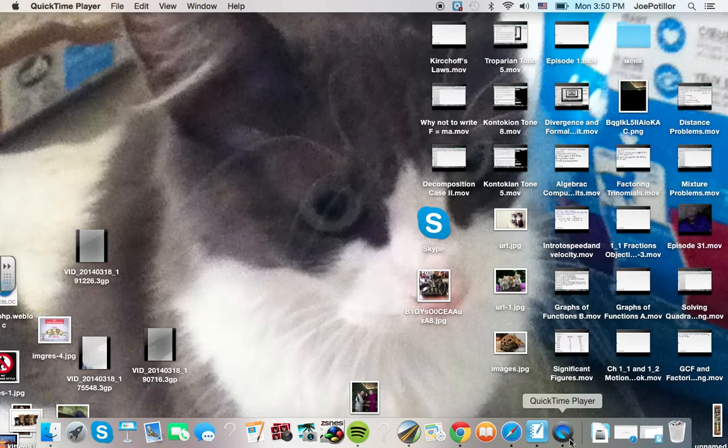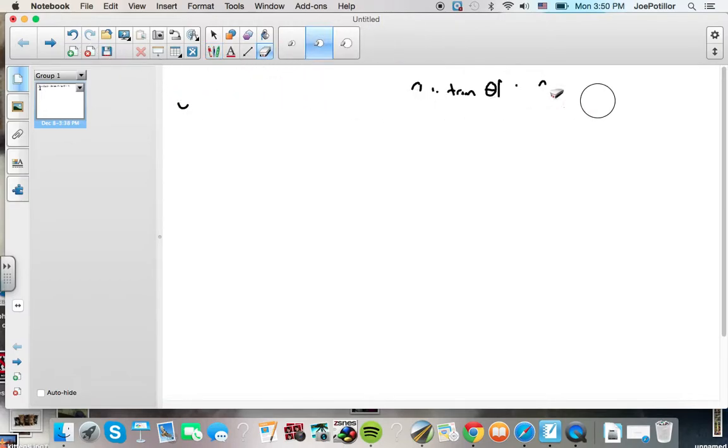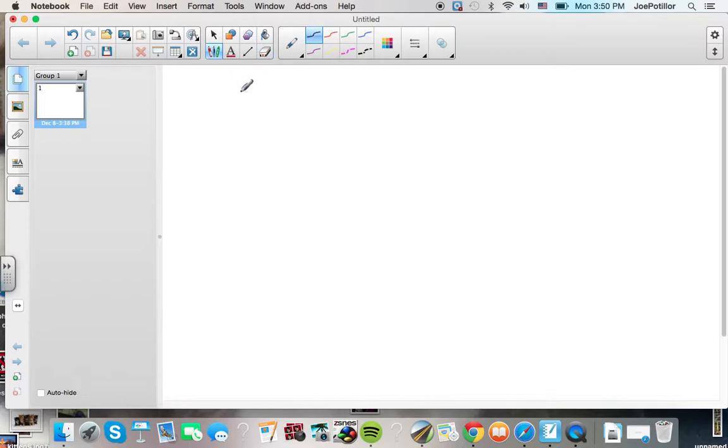So let us begin by figuring out the question we want to solve today: what is the integral of secant of theta? And of course, your calculus teachers told you that this integral is going to be ln of the absolute value of secant theta plus tangent theta.